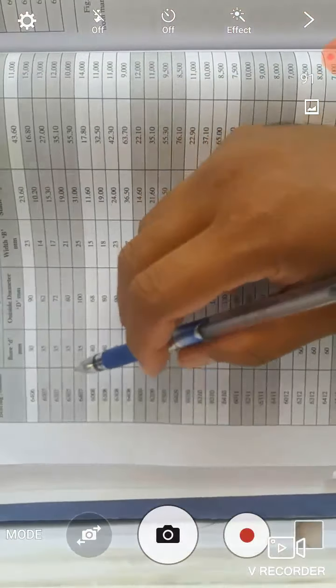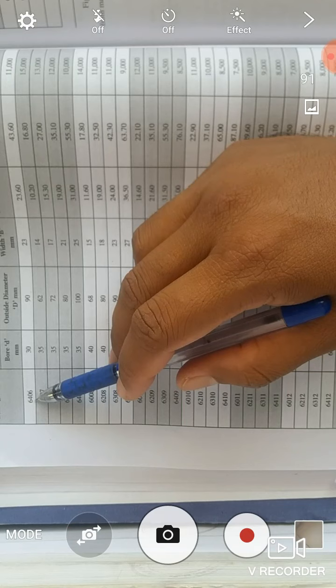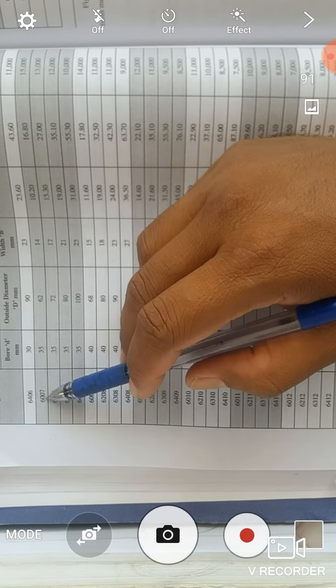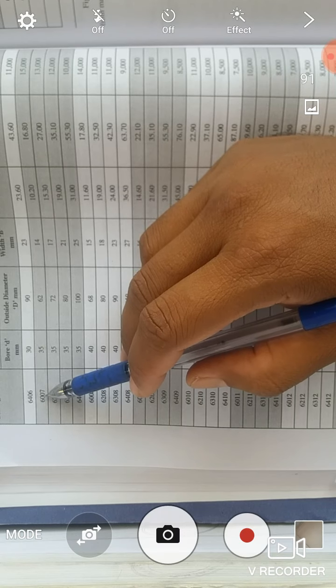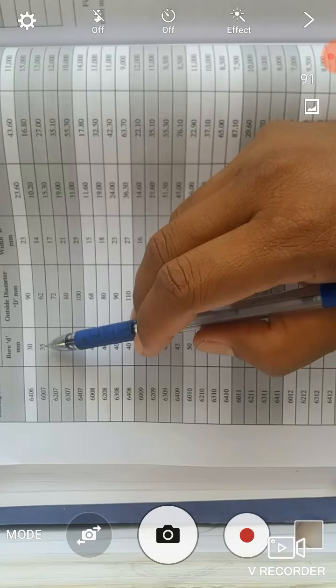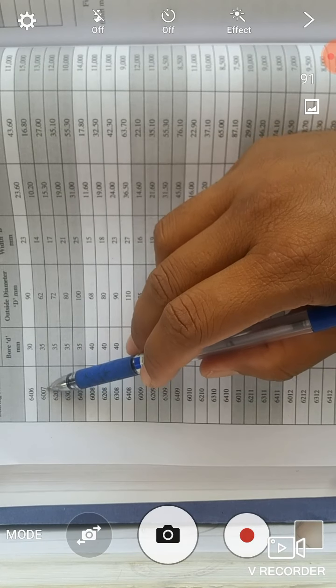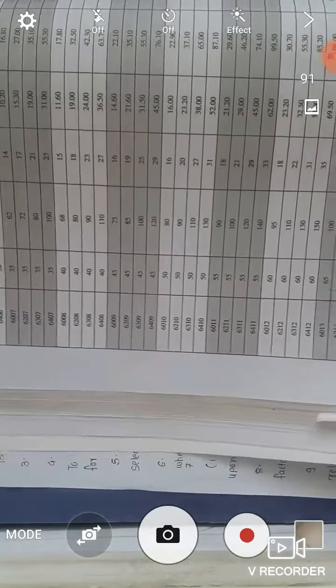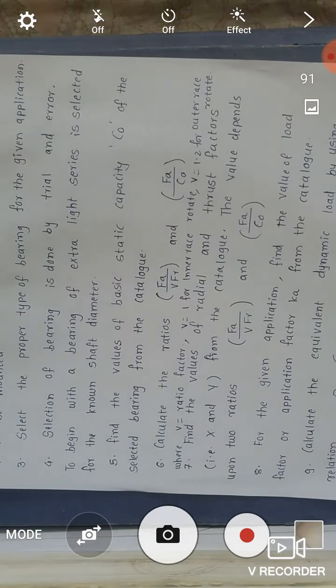For example, if radial and axial loads come, then a deep groove ball bearing is suitable, and deep groove ball bearing starts with 6. And always we start with the extra light series, that is the 60 series. And if our diameter is 35 mm, then we prefer 6007, this number or this type of bearing, for starting our design.